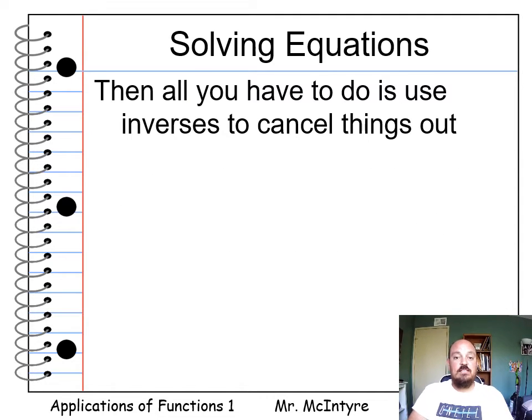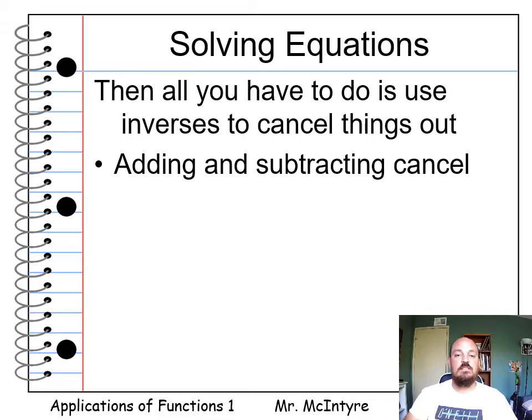So once you realize that, the key is going to be using inverses to cancel things out. Now we're going to focus on two sets of inverses today because we're keeping it simple for now. But I'm going to say adding and subtracting cancel each other out. If I take some number and I add 5 and then subtract 5, I didn't do anything. Those two things cancel each other out.